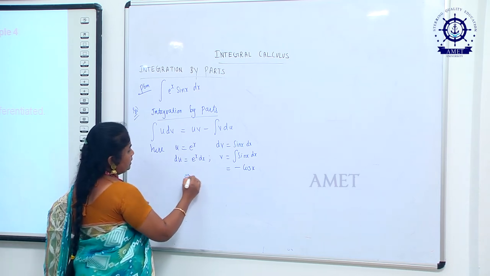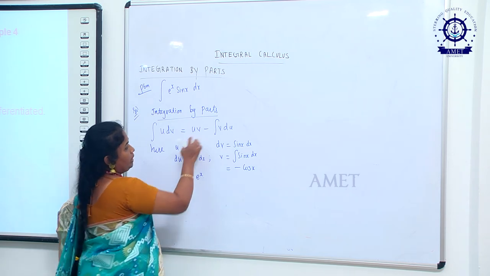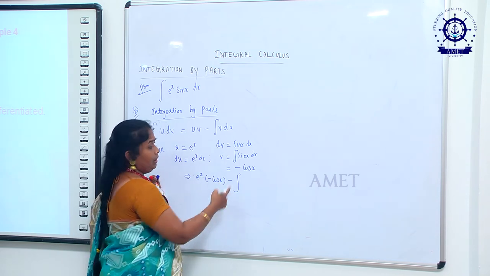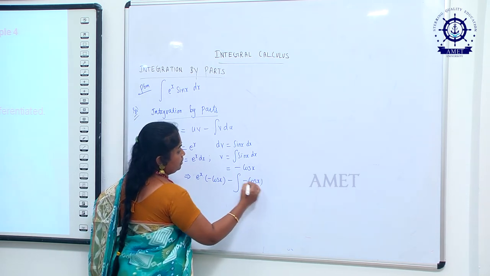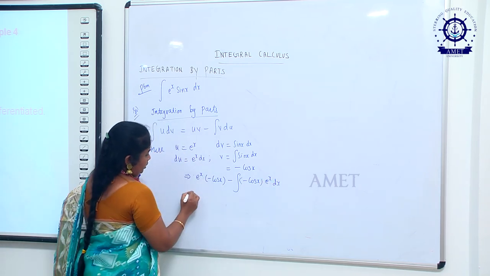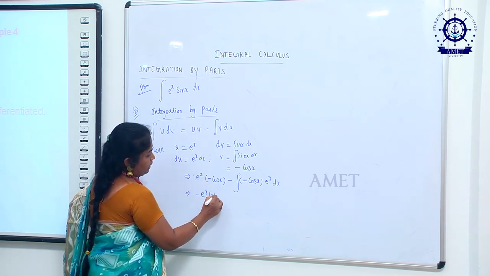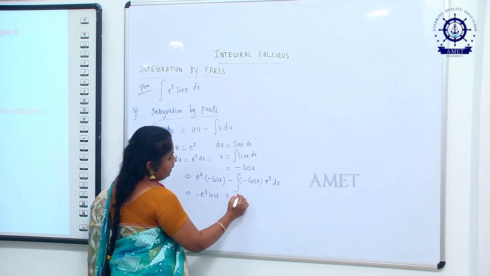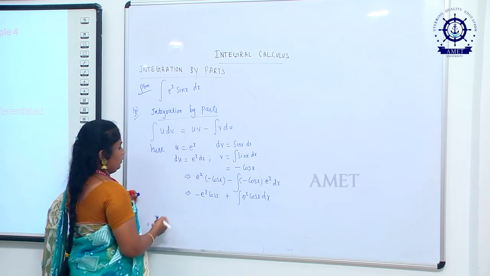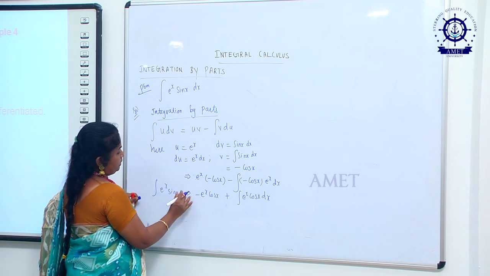So the formula is uv. What is u? e power x. What is v? Minus cos x. Minus integral of minus cos x, du is e power x into dx. So next step: minus e power x cos x, minus into minus gives plus integral e power x cos x dx. What is the left hand side? The left hand side is e power x sin x.